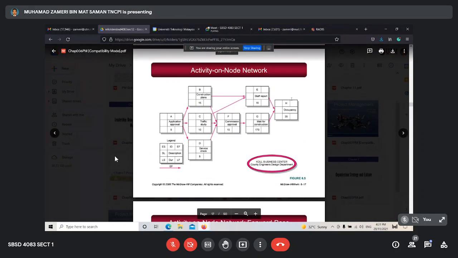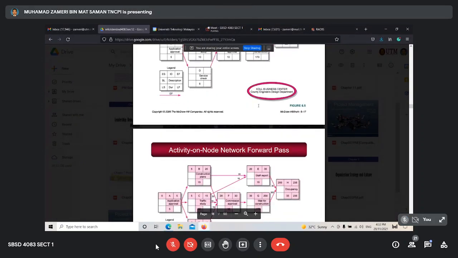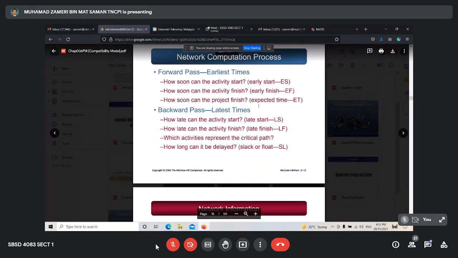This is the data. Do you understand how to key in data into the network? We did not analyze yet, we just keyed in data into the network. Any question? Okay, good. So we start the forward analysis.